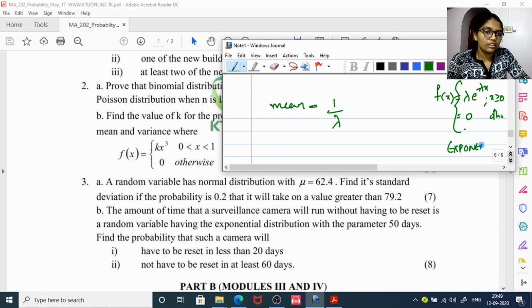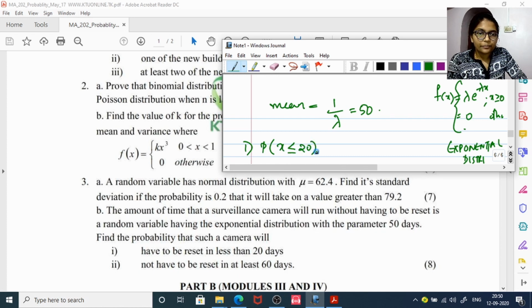Exponential distribution. So mean is given to be 50 days. Now we have to find the probability that such a camera will have to be reset in less than 20 days. So we have to find P of x lesser than or equal to 20, and the next question is not have to be reset in at least 60 days. So at least 60 days means 60 is minimum. So write x greater than or equal to 60. So these are the two questions.